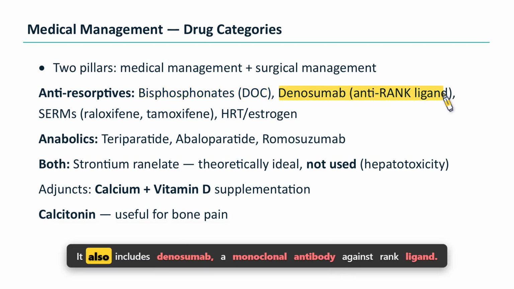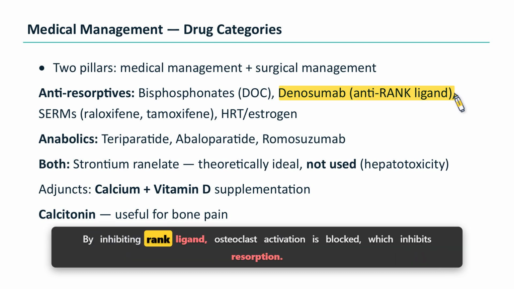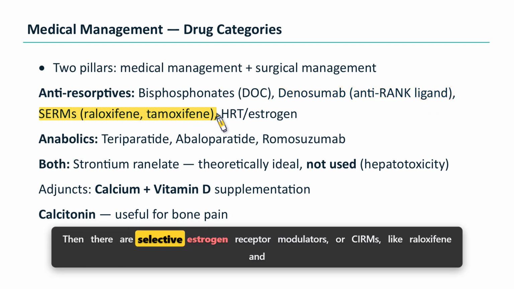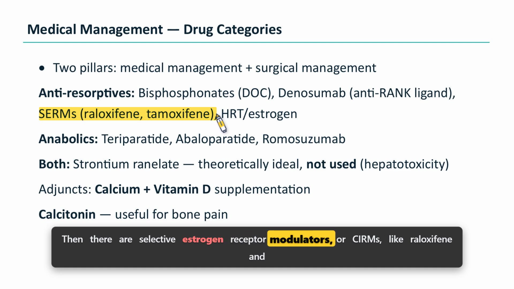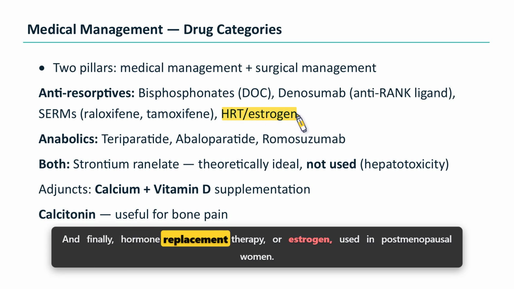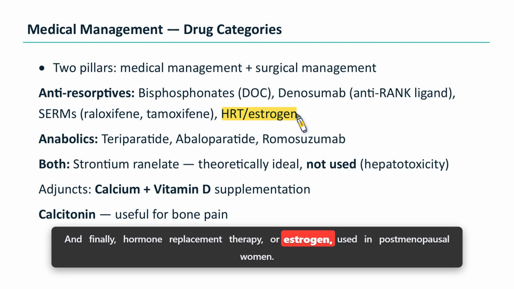It also includes denosumab, a monoclonal antibody against rank ligand. By inhibiting rank ligand, osteoclast activation is blocked, which inhibits resorption. Then there are selective estrogen receptor modulators, or SERMs, like raloxifene and tamoxifen. And finally, hormone replacement therapy, or estrogen, used in postmenopausal women.